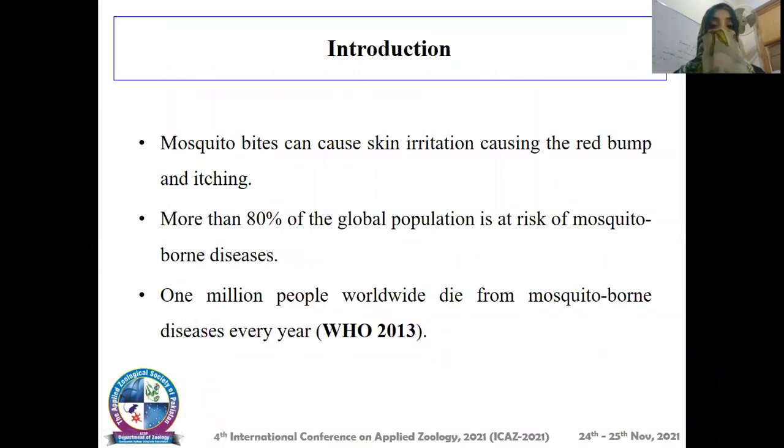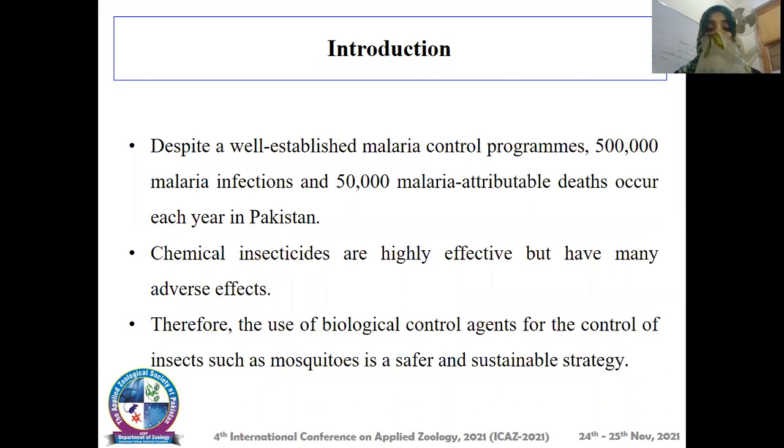First of all, I'm going to discuss the introduction of my research. Mosquito bites can cause skin irritation, causing red bumps and itching, and it is very common in our daily life. But more than 80% of the global population is at risk of mosquito-borne diseases. 1 billion people worldwide die from mosquito-borne diseases every year, and it was already registered in WHO in the year of 2013. Despite well-established malaria control programs, 500,000 malaria infections and 50,000 malaria-attributable deaths occur each year in Pakistan. Chemical insecticides are highly effective but have many adverse effects.